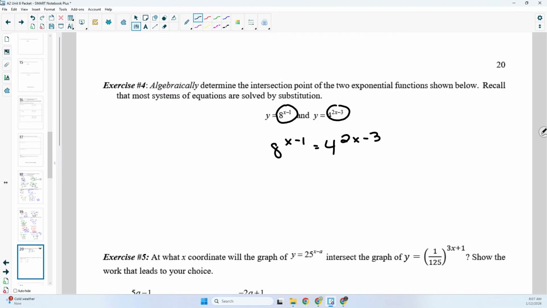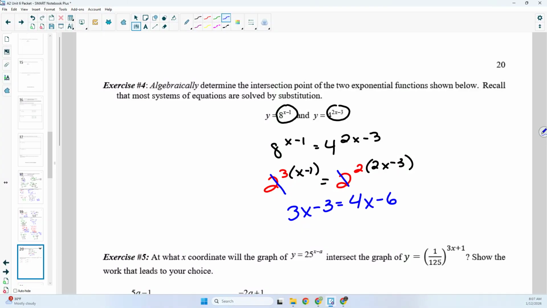These are exponential equations where I can make the bases the same. So 8 is 2 to the 3rd, and 4 is 2 to the 2nd. Bases cancel, and on this side I have 3x minus 3, and this side I have 4x minus 6. So I'm going to move the 3x over, subtract it, and get an x on this side. I'm going to move the 6 over and add it and get a 3 on this side.